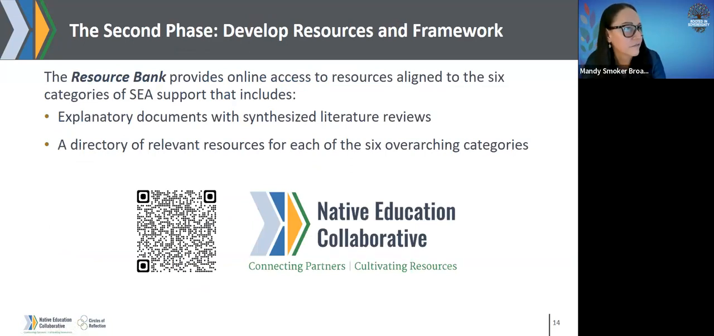The second phase of this work, hi, Dr. Lamb, I see your comment in the chat. They are not in rank order by those experts that we spoke to.